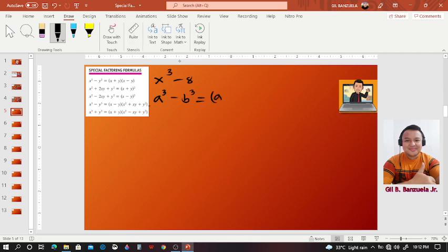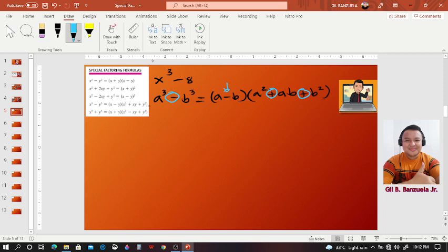So we simply get a minus b as one of the factors, and the other factor is the square of a, then plus the product between a and b. Whatever the value of your a and b, just get the product, then plus the square of your b. So if you could notice, guys, the operator minus in the difference of two cubes, we get that minus on the binomial, but on the trinomial all positive.